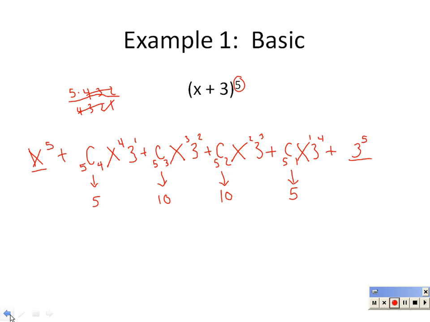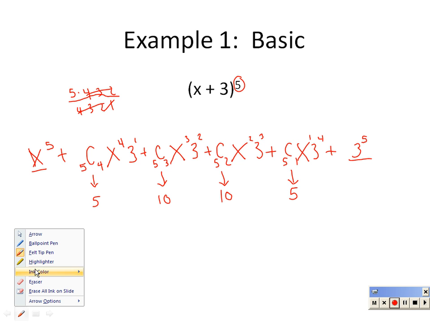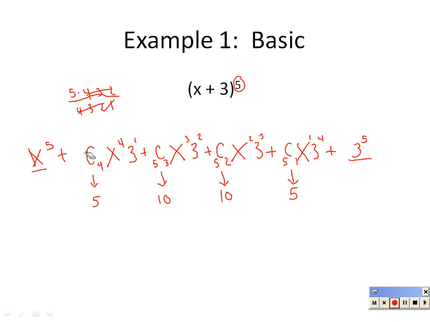So, what I'm going to do is I'm going to go ahead and just erase these combination symbols here. And in their place, I'm going to put those numbers that I just calculated, which are 5, 10, 10, and 5.